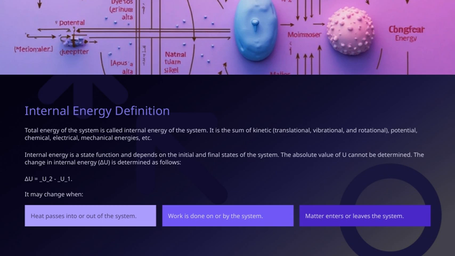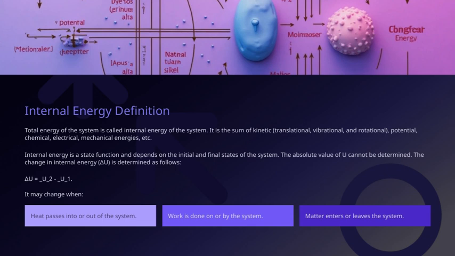Remember, internal energy is a state function, meaning it depends only on the current state of the system, not how it got there. Because it's a state function, we can't determine the absolute value of U directly. Instead, we focus on the change, delta U. This change tells us how the internal energy has evolved during a process.